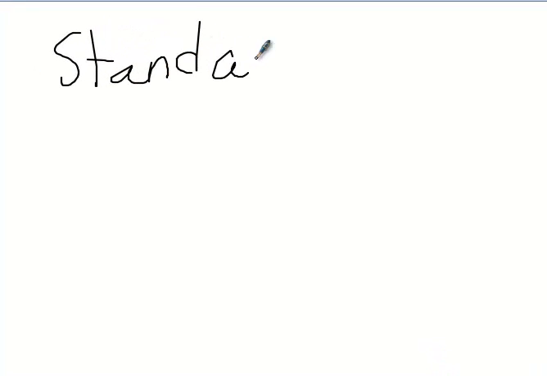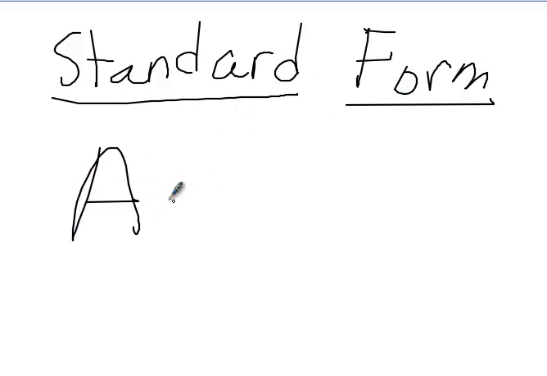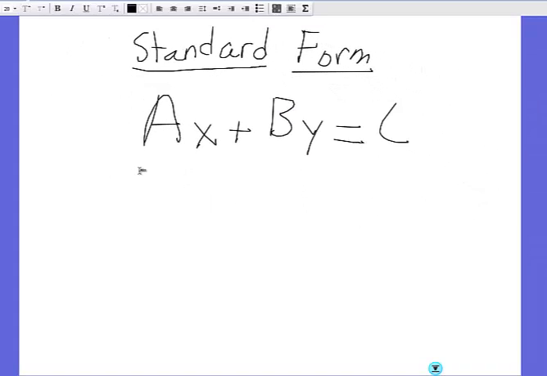Let's talk about something called standard form. Standard form is the way that we graph linear equations using intercepts. The standard form is ax plus by equals c, where a, b, and c are all integers. When you have something in standard form, you're not allowed to have fractions, which is why they're all integers. If you ever see an equation in this form, you're going to graph it using intercepts.